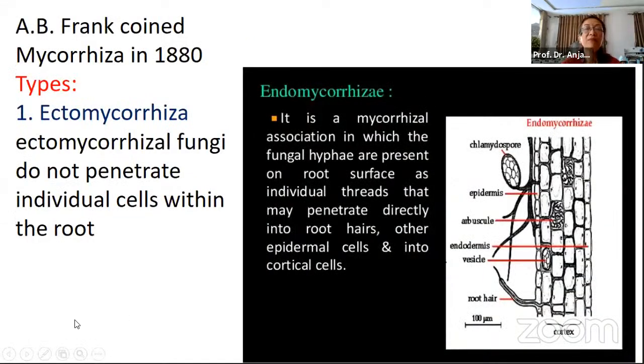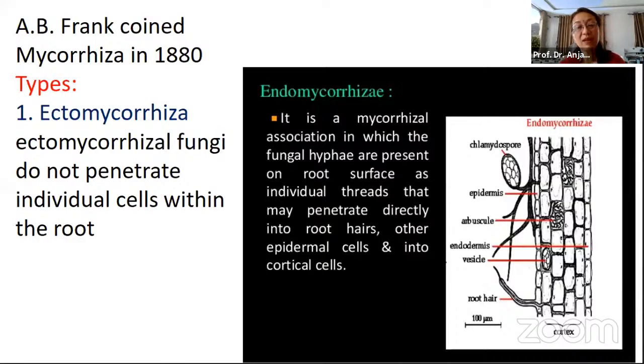And this word mycorrhiza was coined by A.B. Frank in 1880, and it has various types, where one is ectomycorrhiza and another is endomycorrhiza. When you say ectomycorrhiza, it is a fungus which does not penetrate the individual cells within the root.